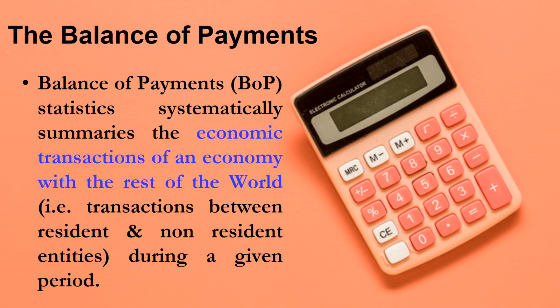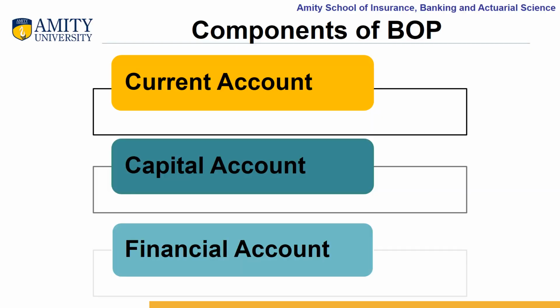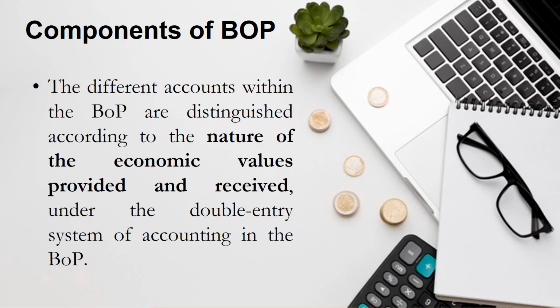So let us try to understand what balance of payments are and what are the different components of balance of payments. There are three major components of balance of payment, which includes current account, capital account, and financial account. All the transactions in the balance of payment statements are divided into these three categories. The different accounts within the BOP are distinguished according to the nature of the economic values provided and received under the double entry system of accounting in the balance of payments.